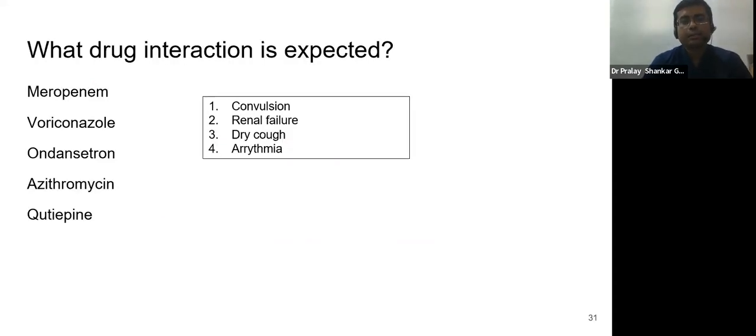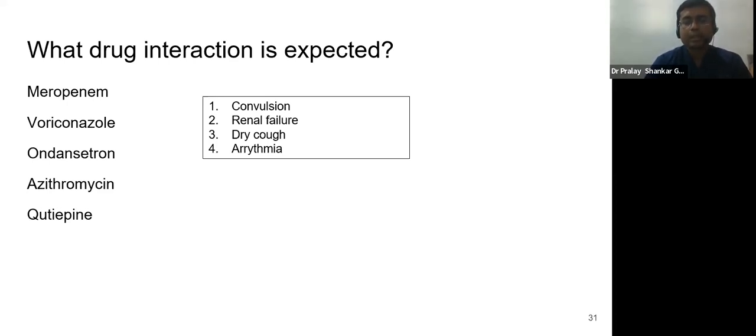And this is my last question. So many times you can see this type of prescription, especially in a patient who is having a respiratory tract infection, suspected fungal infection or COVID, and the patient is having delirium. So the patient is on meropenem, voriconazole, ondansetron, azithromycin, quetiapine, and what drug interaction are you expecting?